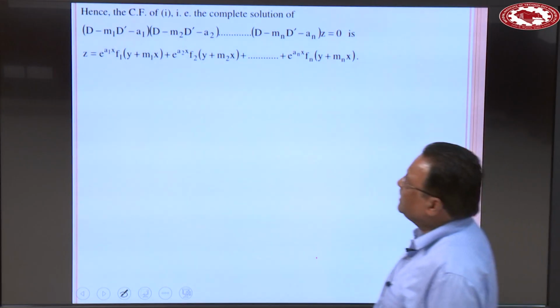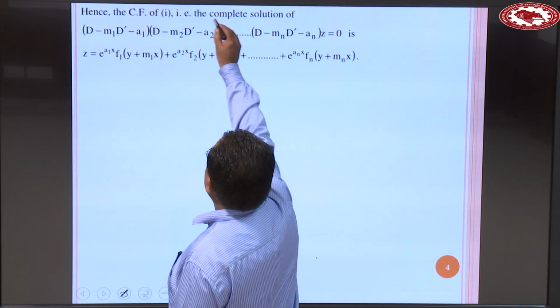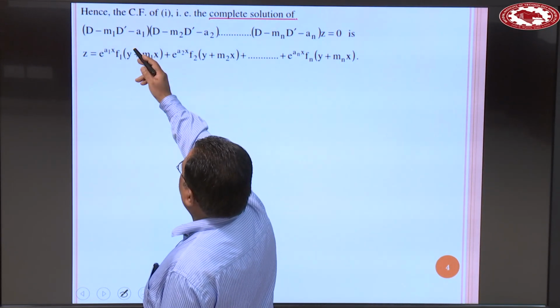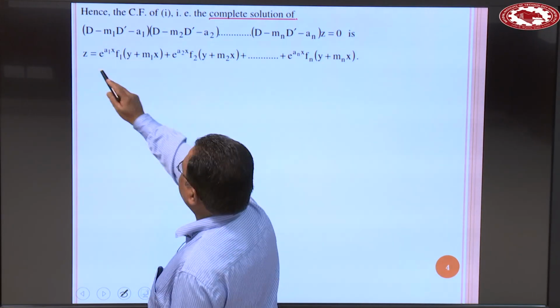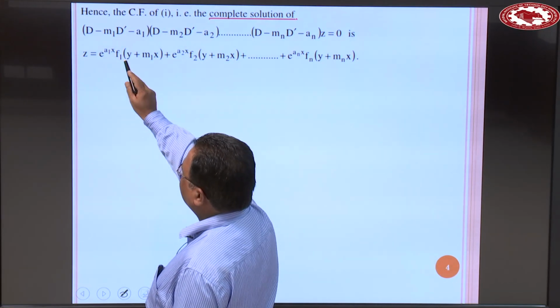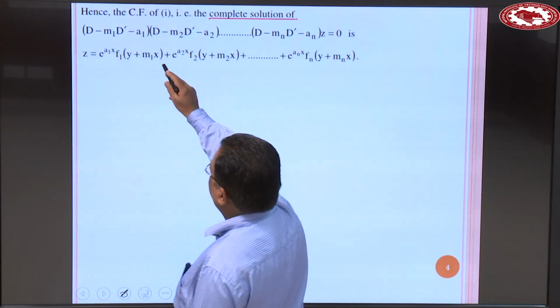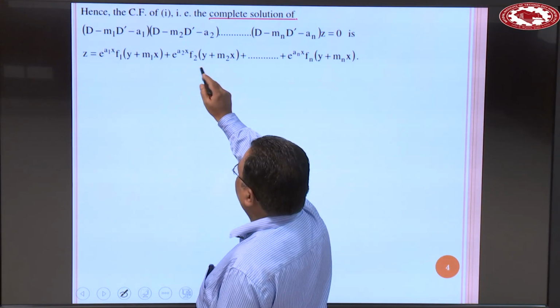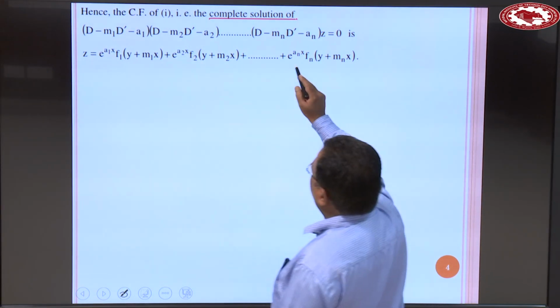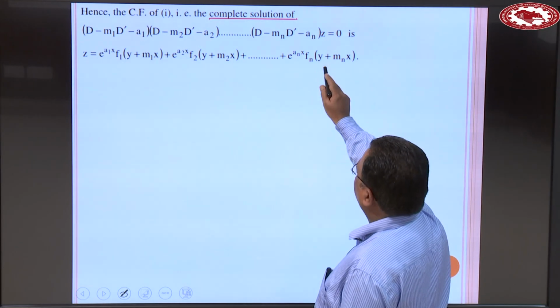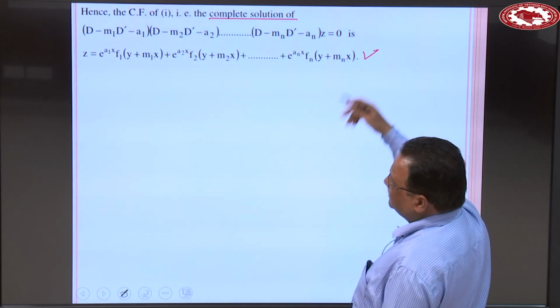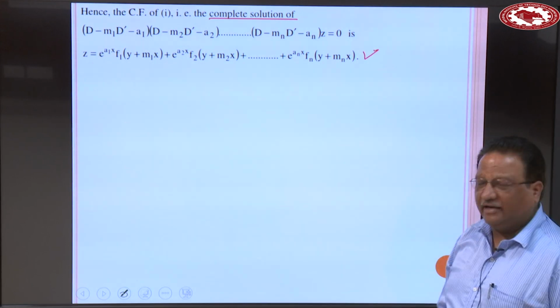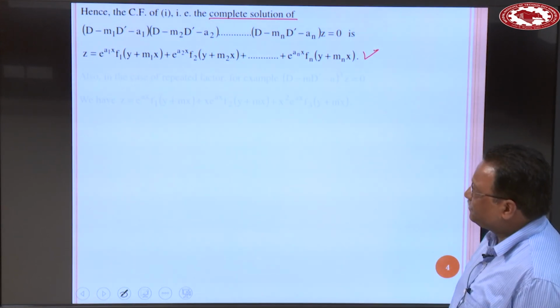So hence the complementary function, that is the complete solution of this equation, can be written as z is equal to e raised to power a1x function of y plus m1x, plus e raised to power a2x function of y plus m2x, and so on, plus e raised to power anx function of y plus mnx. So that complete solution can be written this way.